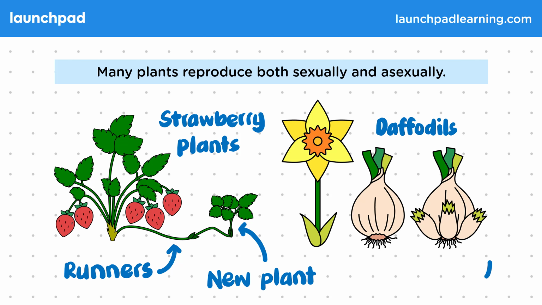Daffodil plants undergo something called bulb division. This allows whole new plants to be grown just from these divisions of the main bulb. Some other examples of plants that do this are bluebells and potatoes. What other organisms can reproduce both sexually and asexually?